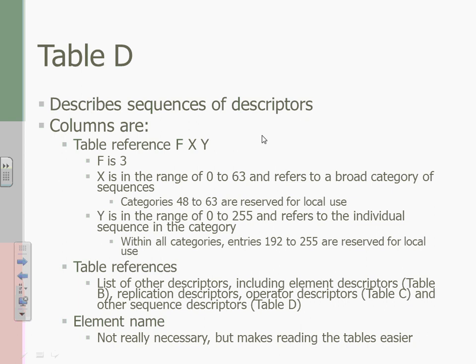So time-wise, okay. Table D is another important table, and table D describes sequences of descriptors. The columns are also represented by 3 parts, F, X, Y, and F is 3 for table D. So if you have a descriptor starting with 3, then you will know that descriptor is defined in table D. So you go find this one in table D.